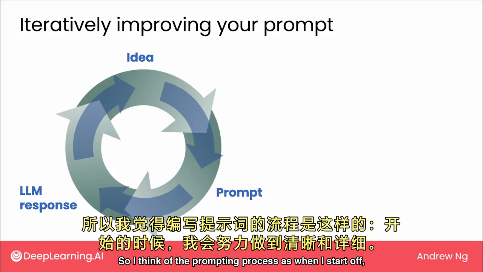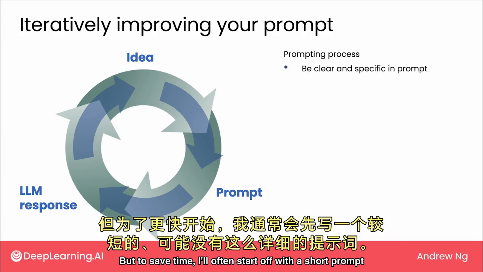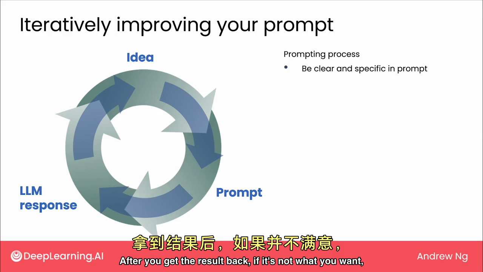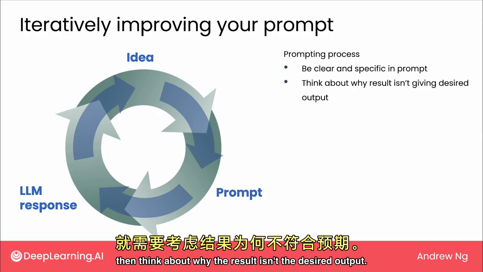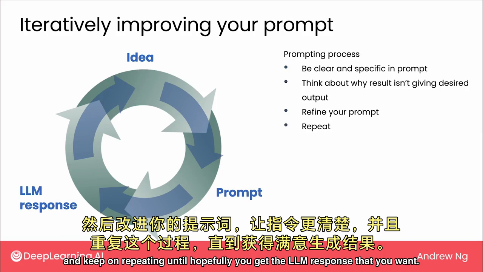So I think of the prompting process as, when I start off, I try to be reasonably clear and specific, but to save time, I'll often start off with a short prompt that maybe is frankly less specific than is desired, but I just want to get going quickly. After you get a result back, if it's not what you want, then think about why the result isn't the desired output. And based on that, refine your prompt to clarify your instructions and keep on repeating until hopefully you get the LLM response that you want.